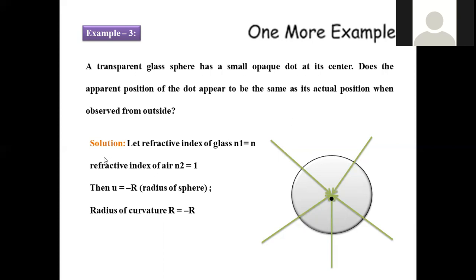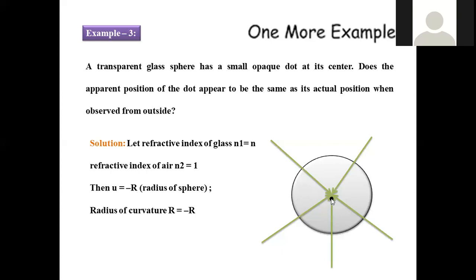Let us discuss. For that purpose, let the refractive index of the glass n1 be taken as n, and the refractive index of air. Here glass is one medium, being a solid medium whose refractive index is taken as n1, that is given as n. In case of air, the refractive index is always taken as 1 only, right? Then the object distance denoted with u is given as minus r. By sign convention, distance towards the object side is taken as minus, and this minus r denotes what? The radius of the sphere, right?